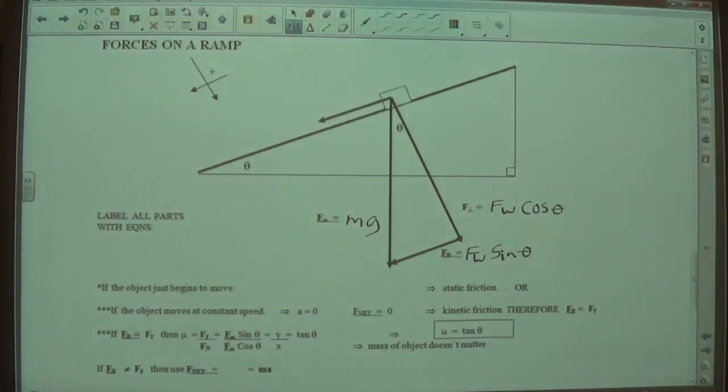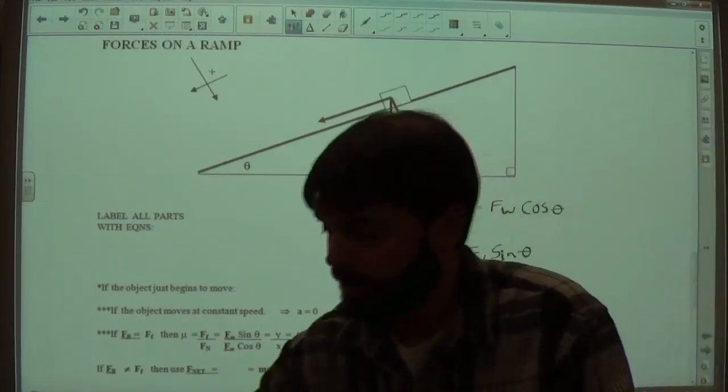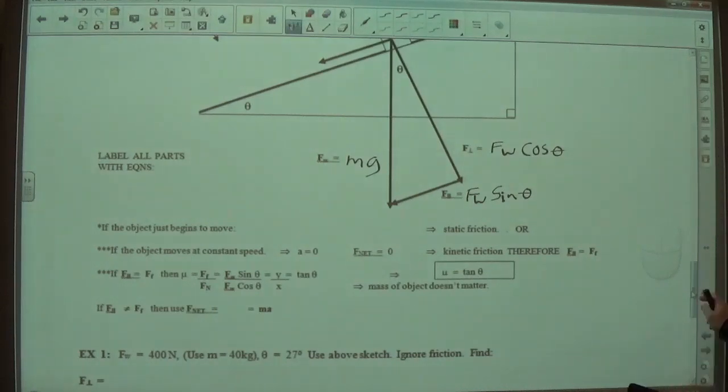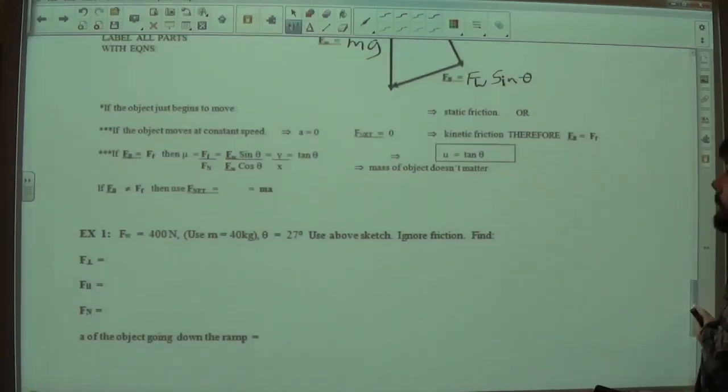So with those put into place, we should be able to figure out some of these calculations. So I'll do a little bit of that here and we'll see how it goes. Our force perpendicular and our force parallel. So let's just take a look at that.